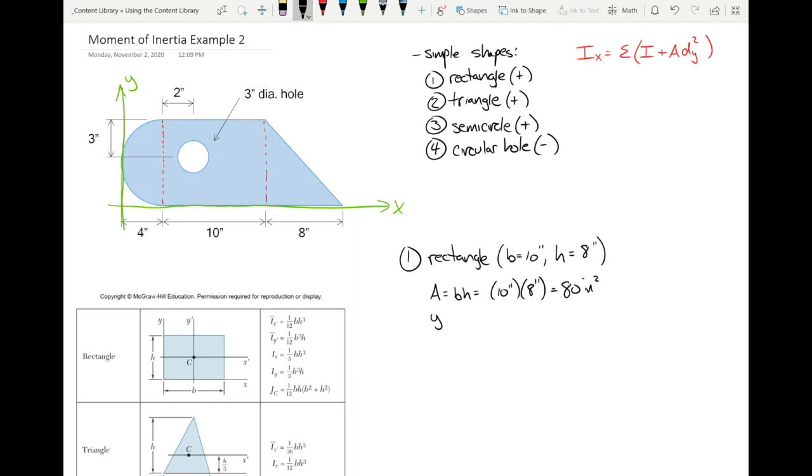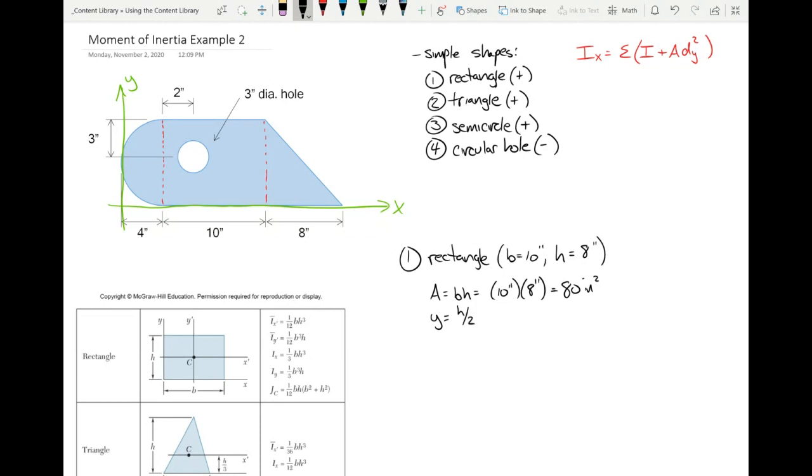So let's determine y. Somebody help me out. How far is it from the x-axis to the centroid of that rectangle? Remember, we're just looking at each individual shape. Yeah, 4 inches. There you go.